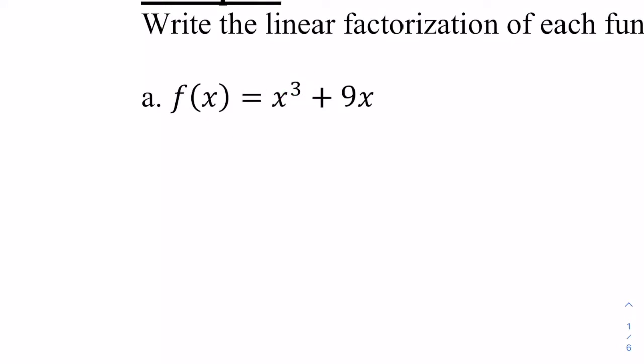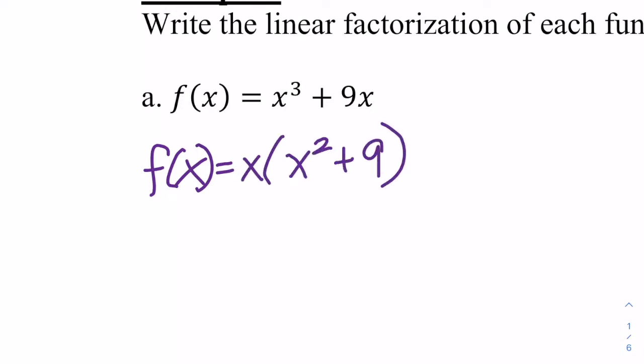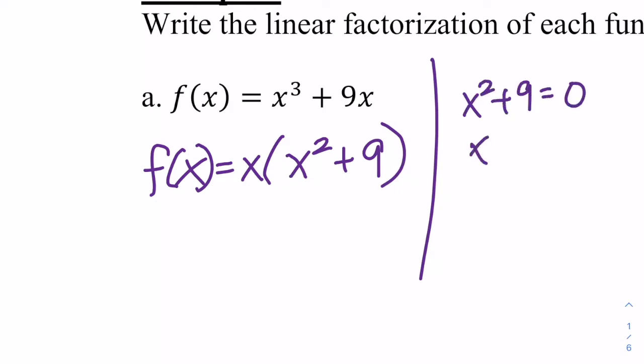Okay, so to find the linear factors, you can just factor, and you guys know how to find the GCF. That's x times x squared plus 9. And at this point, when you're younger, you would have said, that's it, we're done. But now you know that x squared plus 9 makes 2 imaginary roots, right? So you would get x equals plus or minus 3i.